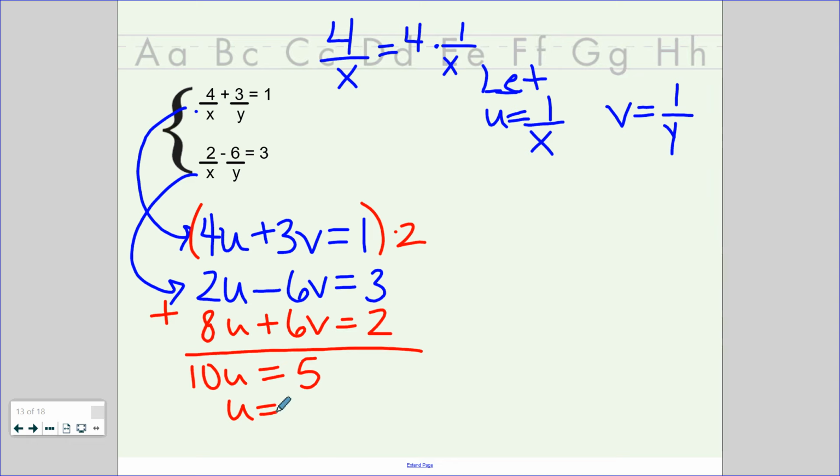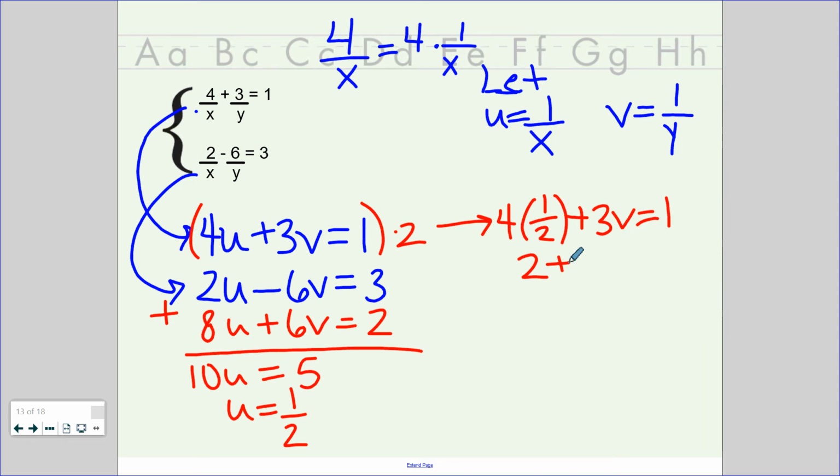So u is 5 over 10, which reduces to 1/2. Let's plug that back into maybe the top equation. 4 times 1/2 plus 3v equals 1. 4 times 1/2 is 2. Subtract 2, I get -1. So v is -1/3. Now, our problem wasn't asking for u and v. We were asked to solve for x and y.